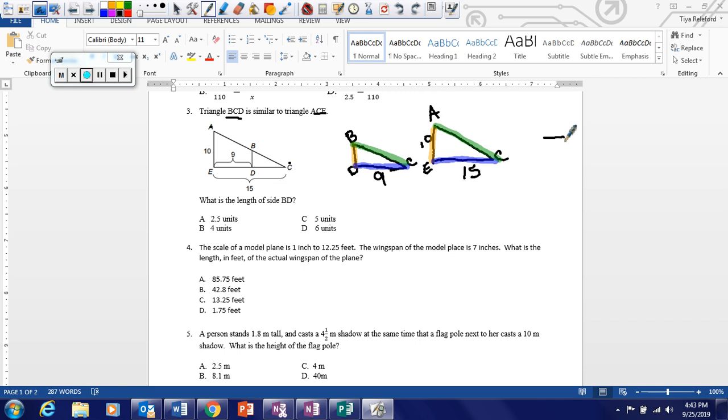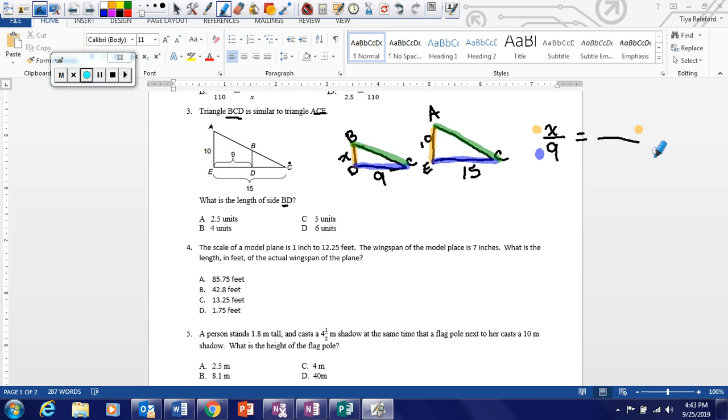Now you're ready to set up your proportions. We are looking for side BD, so I'm going to label it X, and that's what I'm going to start with. And in that shape, I'm going to find the other number that I'm going to use to help me. Then looking at the colors, I'm going to make sure the colors on both sides match.